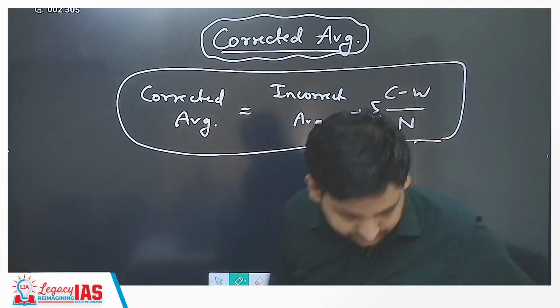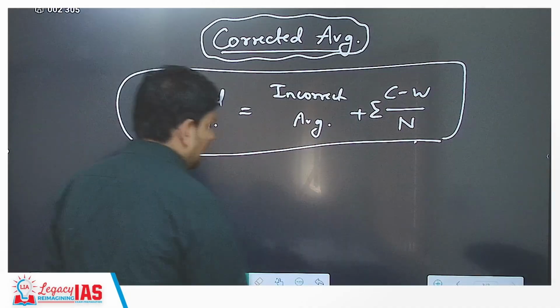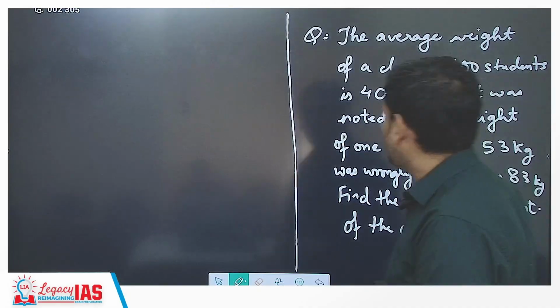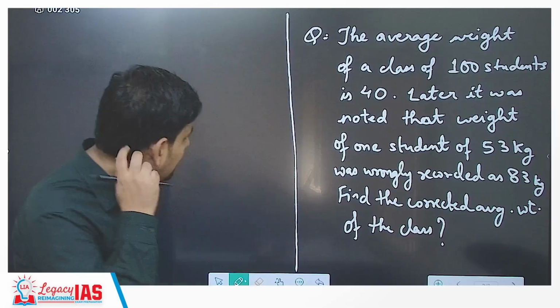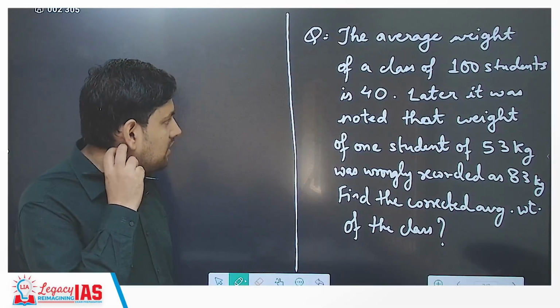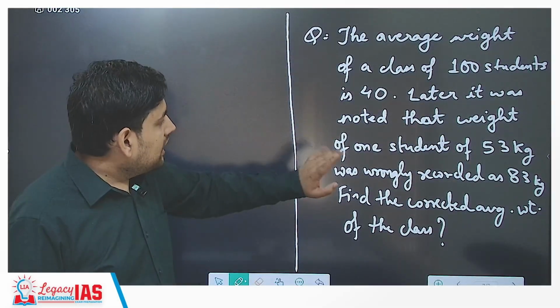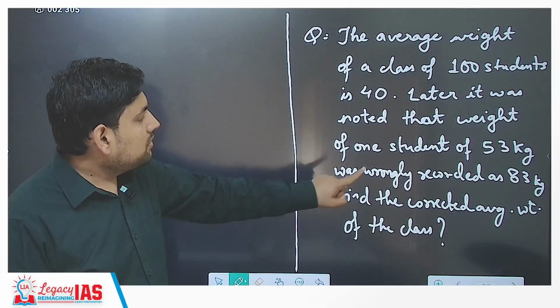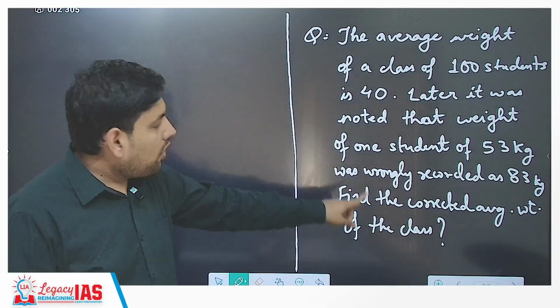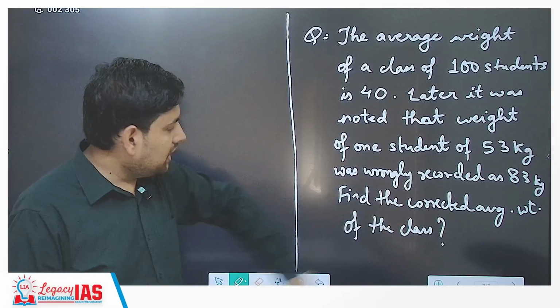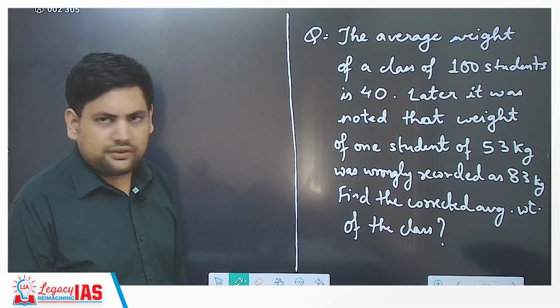Okay, now let's get to a question. So this is the question. It says the average weight of a class of 100 students is 40. Later it was noted that the weight of one student of 53 kg was wrongly recorded as 83 kg. Find the corrected average weight of the class.